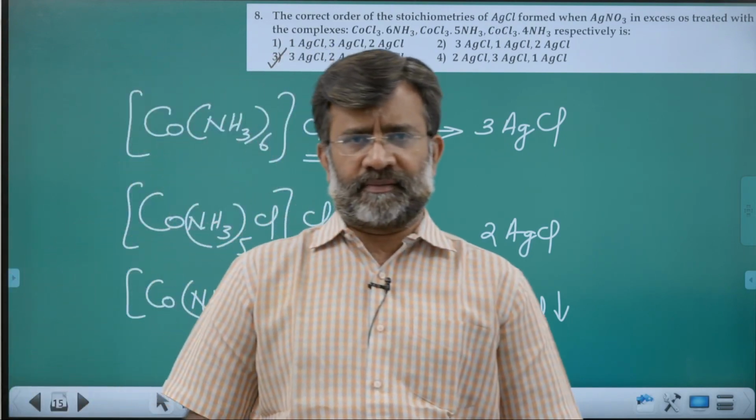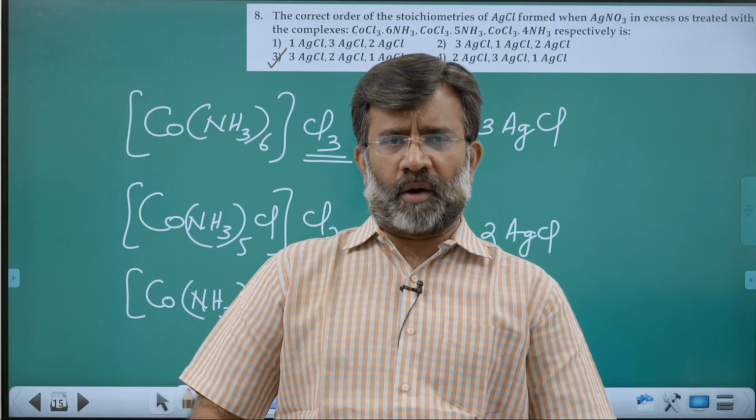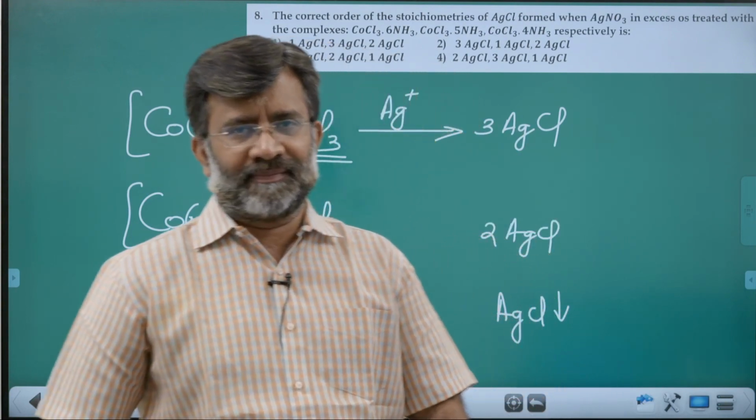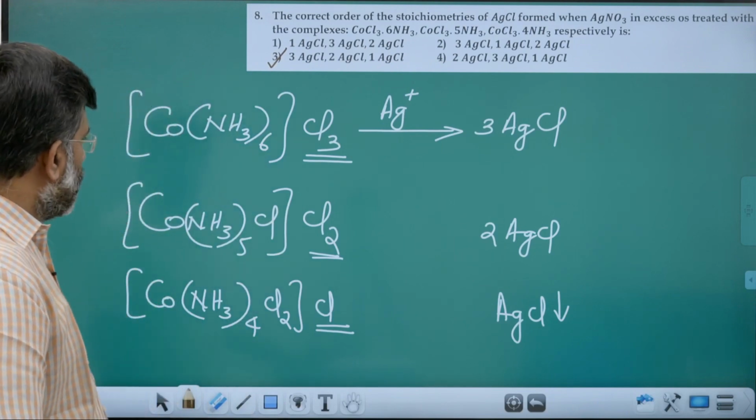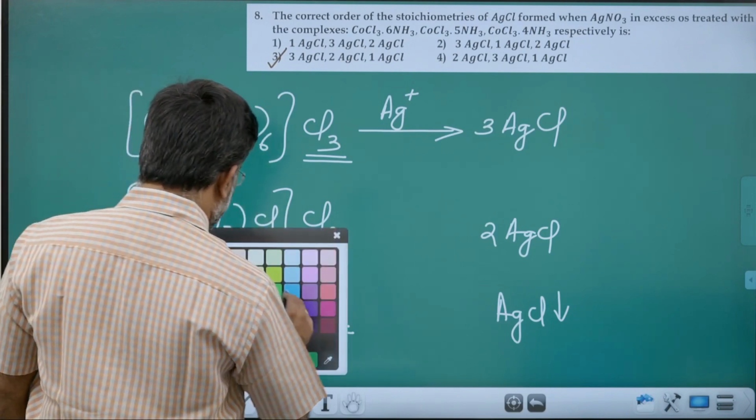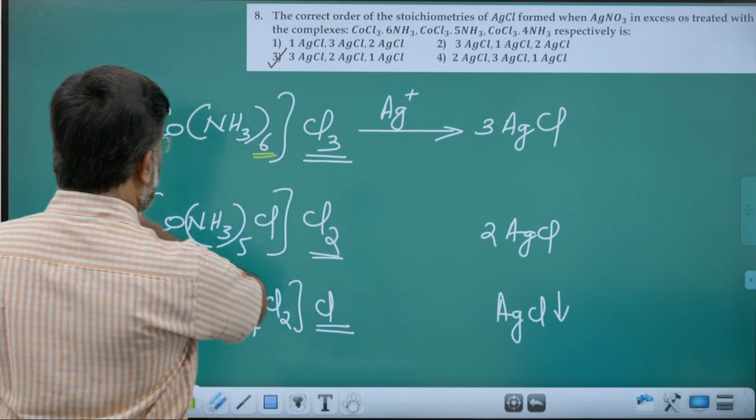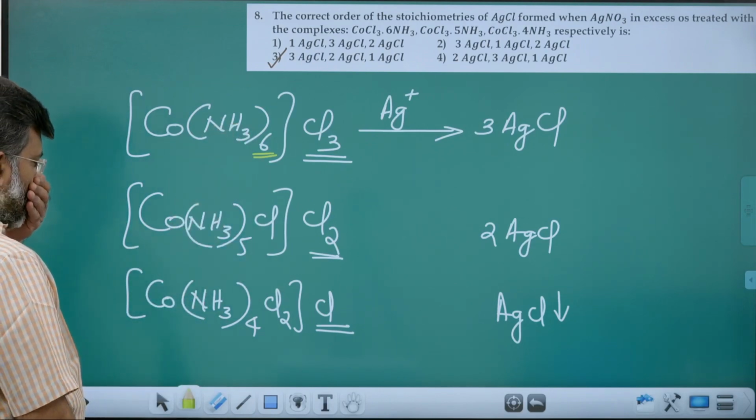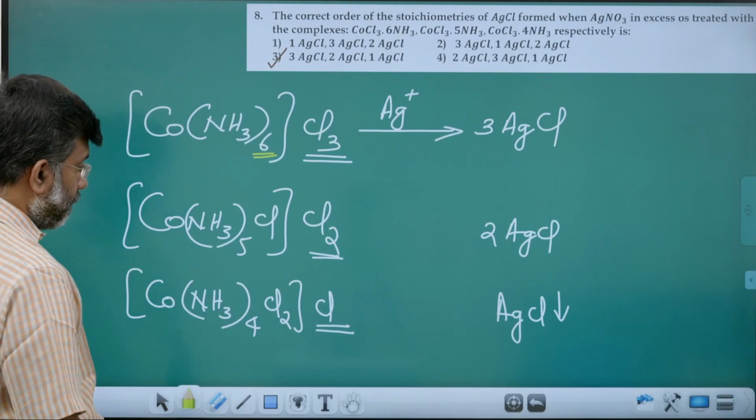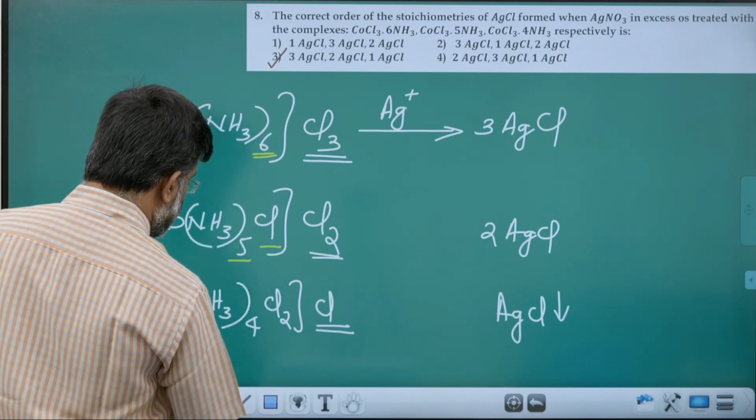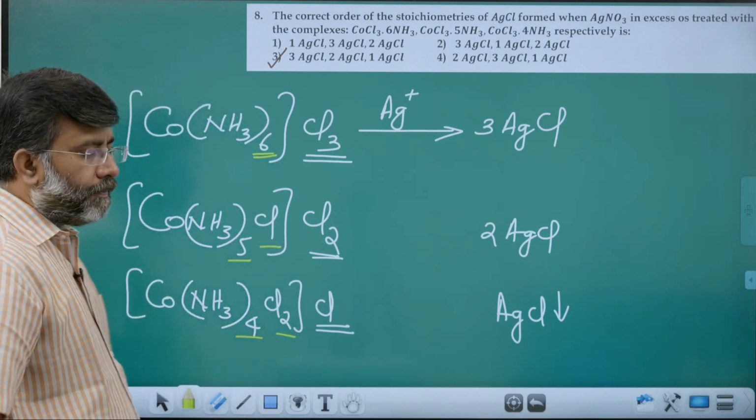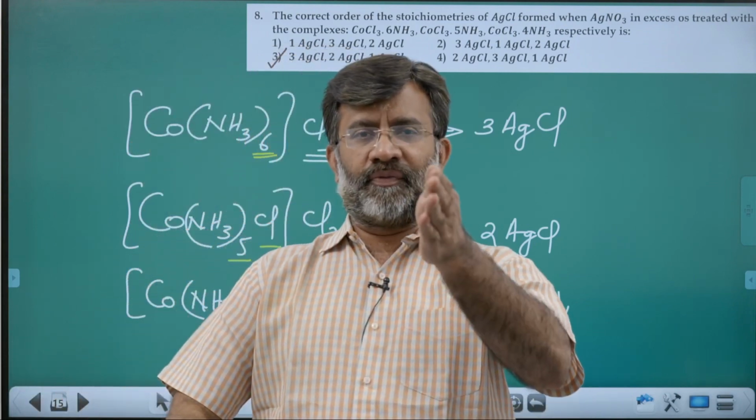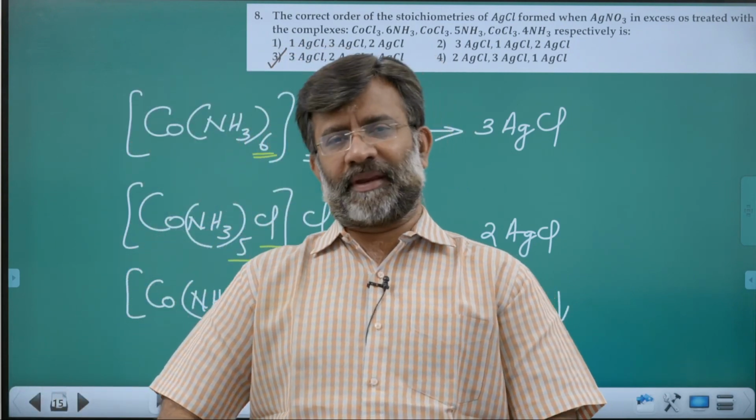Werner's experiment. One of the most important topics from that chapter in the initial portion of the chapter. Why? Because the coordination number has to be fixed. 6 here. Here also 5 plus 1, 6. 4 plus 2, 6. So the secondary valency of the metal is found to be fixed. That's what happened. Next.